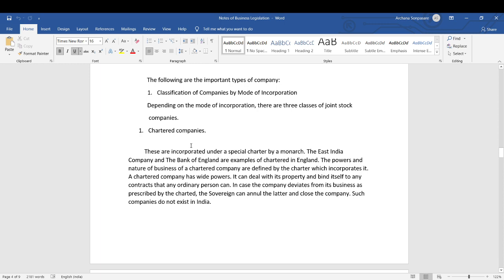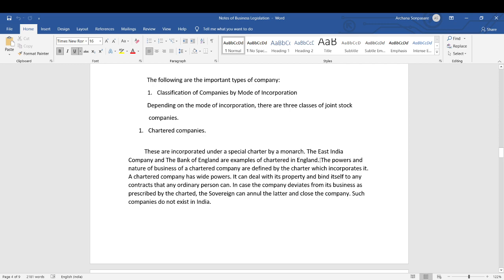These are incorporated under a special charter by a monarch, meaning before independence. This type of company is started by the queen or the king of that specific country. Let's take an example: the East India Company and the Bank of England are examples of chartered companies in England.